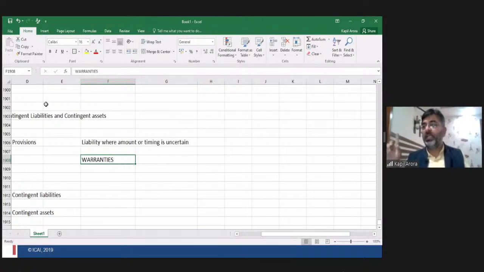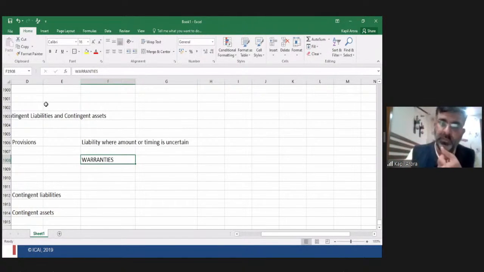Employee benefit, again, same concept of provision. You know how much your employee benefit would be, how much your PF would be, how much your everything. So everything we know. There is no uncertainty.